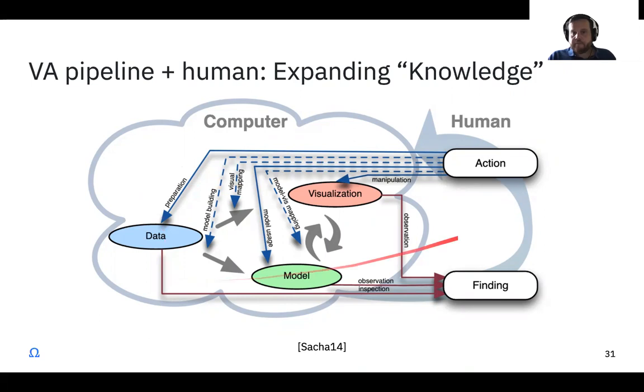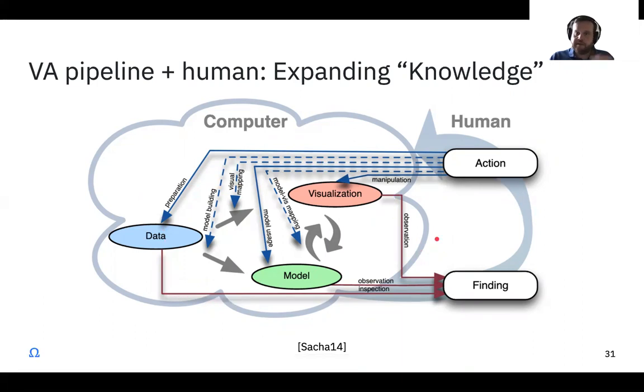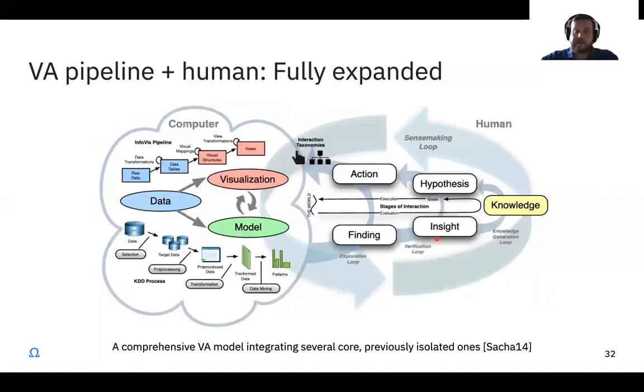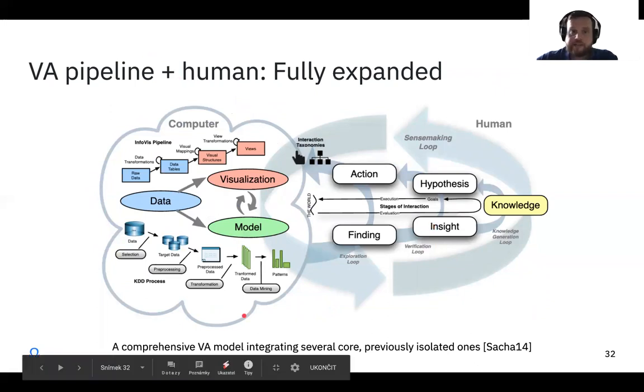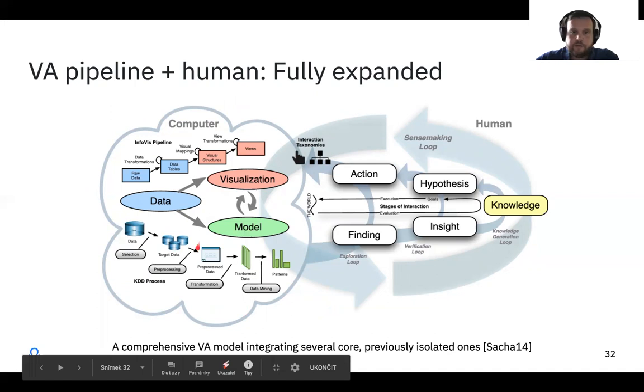So that's what's meant by preparation here. The human finds nuggets of knowledge in the data, right? So they're going to inspect the data, observe the model, and observe the visualization. So this is a bit of an expansion, and this is the fully expanded model. This is to date the most complete model of visual analytics involving both the computer and the human. And we don't really have to go over it. This is pretty much a visual summary of what we have talked about so far.